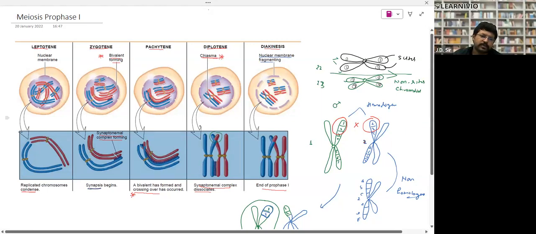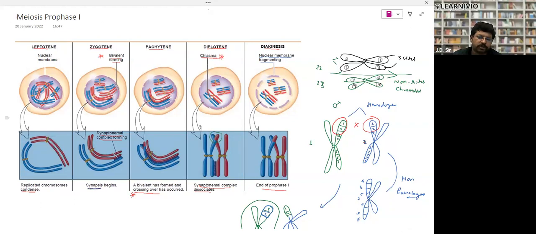So here you can see in zygotene, they come closer to each other, and some part of the non-sister chromatids attach with each other. This structure is called the synaptonemal complex. Now in pachytene, they have exchanged parts of each other. The blue one has taken the part of the red one, and in exchange it has given the blue part to the red one. So they have exchanged genes from each other. This process is called crossing over.